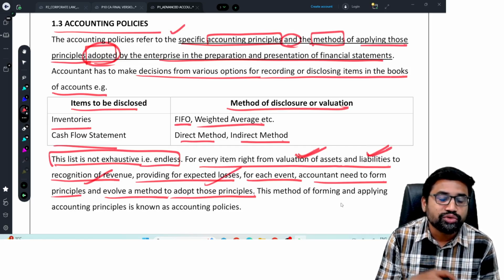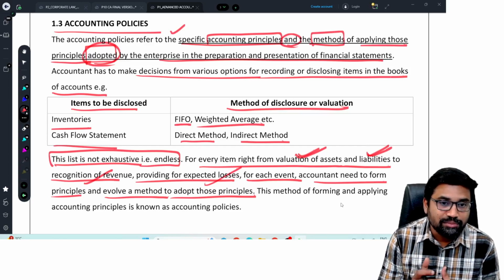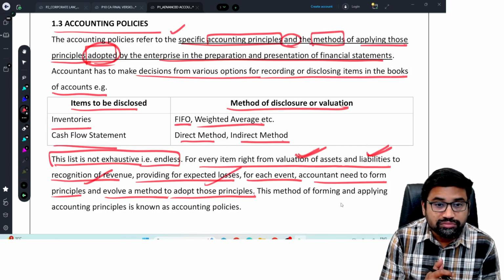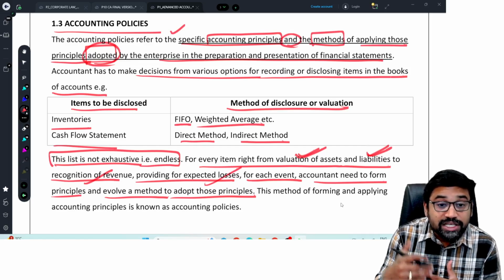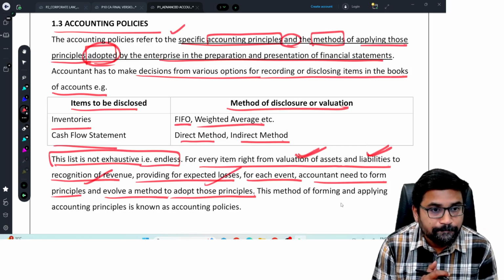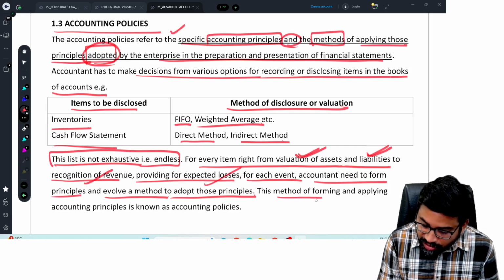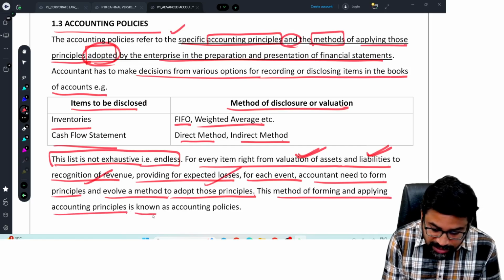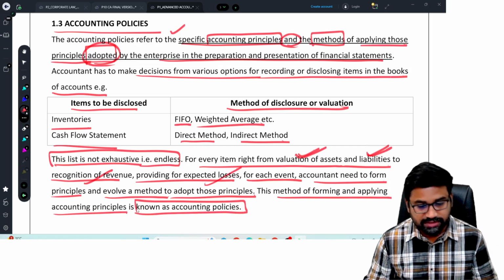And liabilities, valuation of liabilities. Suppose, for example, I want to determine a liability. So I want to create a provision for a liability. Which method do I need to follow? How do I create a liability provision? How to make valuation of a liability? For that, what provisions am I following? So this method of forming and applying accounting principles is known as accounting policies.